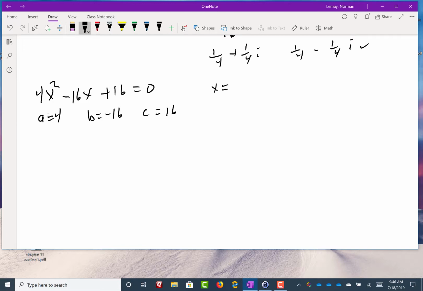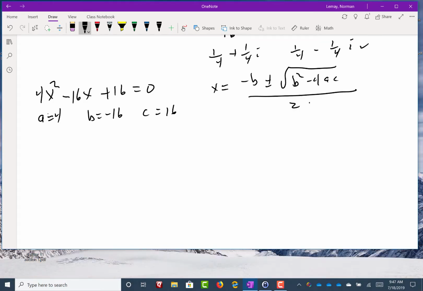So x equals negative b plus or minus the square root of b squared minus 4ac, divided by 2a. So make the substitution. So negative b, so negative a negative 16, plus or minus the square root. So b, so negative 16 squared, minus 4 times a times c.